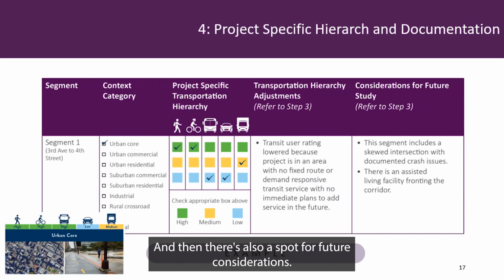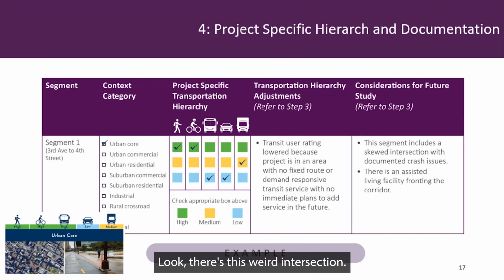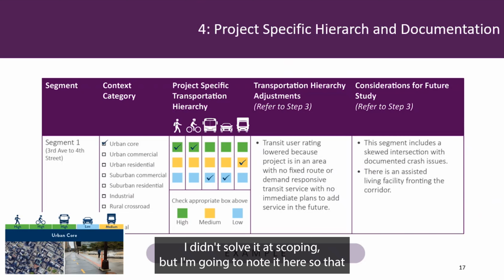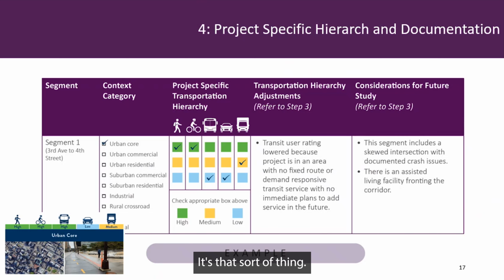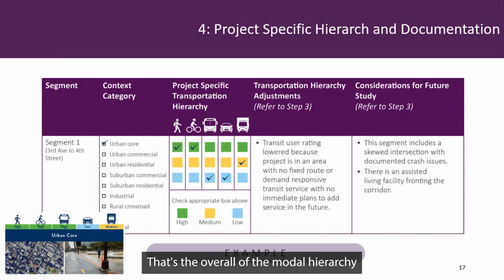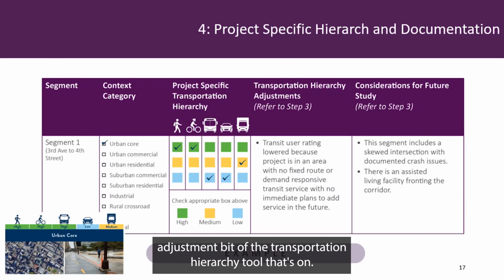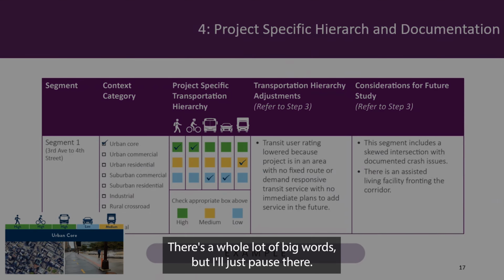And then there's also a spot for future considerations. Look, there's this weird intersection. I didn't solve it at scoping, but I'm going to note it here so that when this thing gets into design later, they can put it in the RFP or whatever. It's that sort of a thing. So that's what we're going to do. Quick and dirty, that's the overall of the modal hierarchy adjustment bit of the transportation hierarchy tool. That's a whole lot of big words, but I'll just pause there.